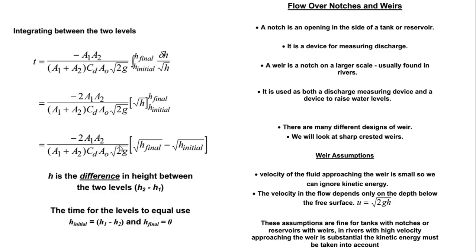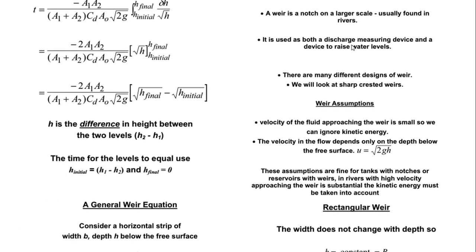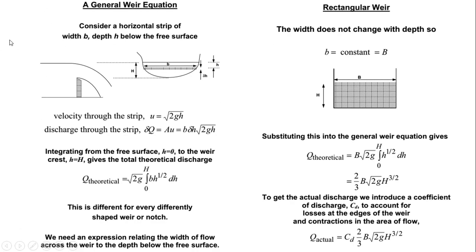Last but not least, let's look at flow over notches and weirs. We still need to work with the Bernoulli equation to find the flows, to solve the problems that involve flows over notches and weirs. For a general weir, the equation that we use is given as this part. Please know this equation. I don't usually give it in an exam, so it's something that you need to know by heart.